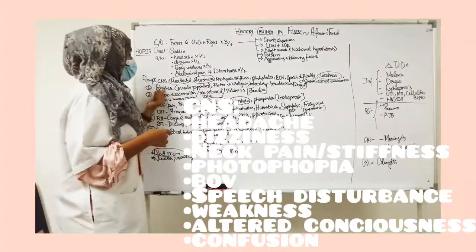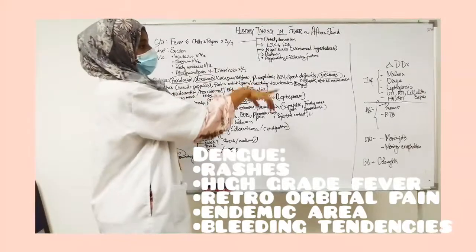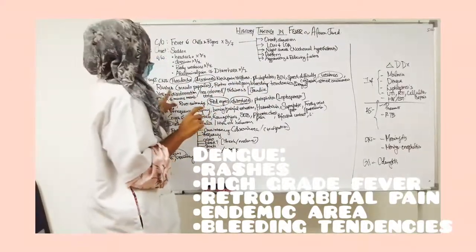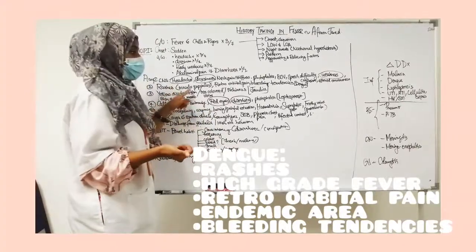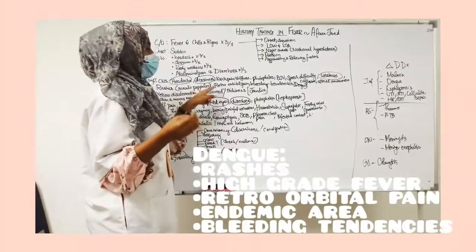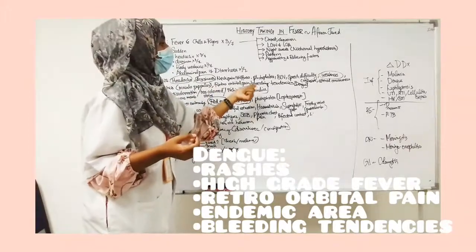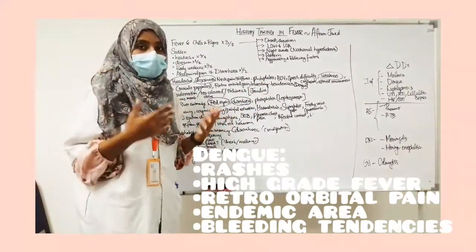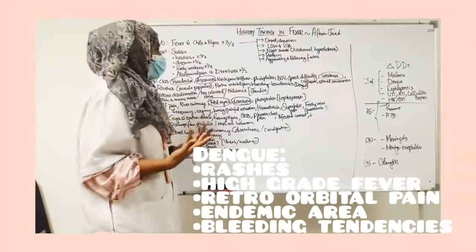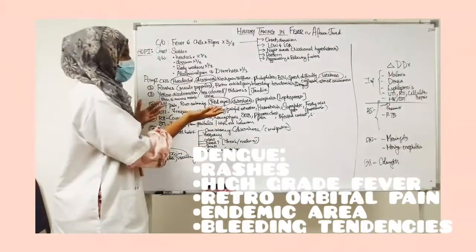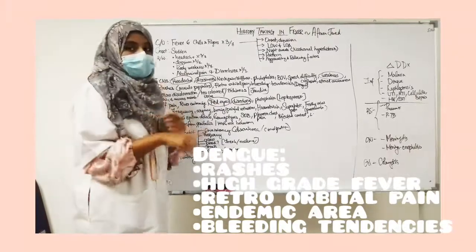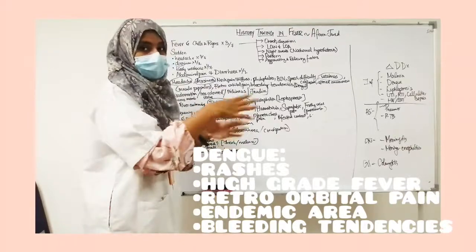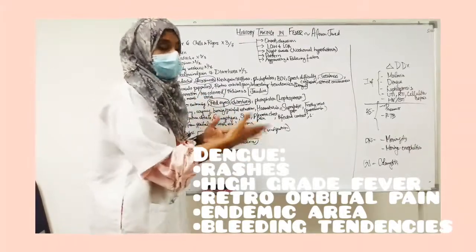Other things are rashes. Since we spoke about the infectious diseases, we rule out papular rashes, high-grade fever, retroorbital pain, bleeding tendencies as well. So you ask for any bleeding of the gums or any other bleeding tendencies, any rashes, any pain, to rule out dengue fever. The travel history is also very important for dengue fever. It can be an endemic area or entry towards the forest or something.